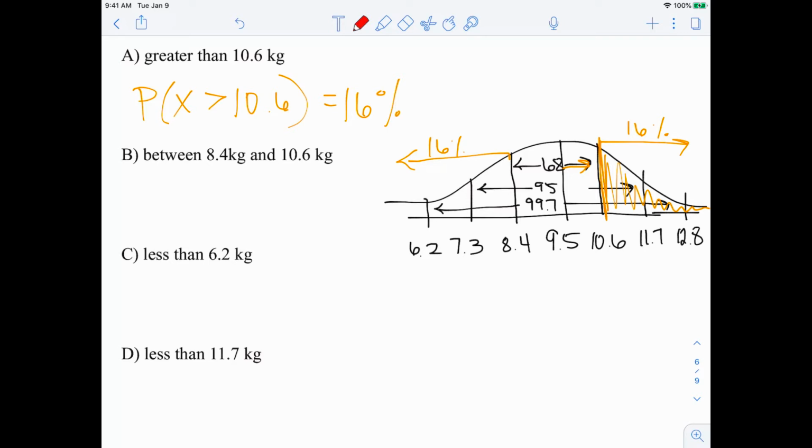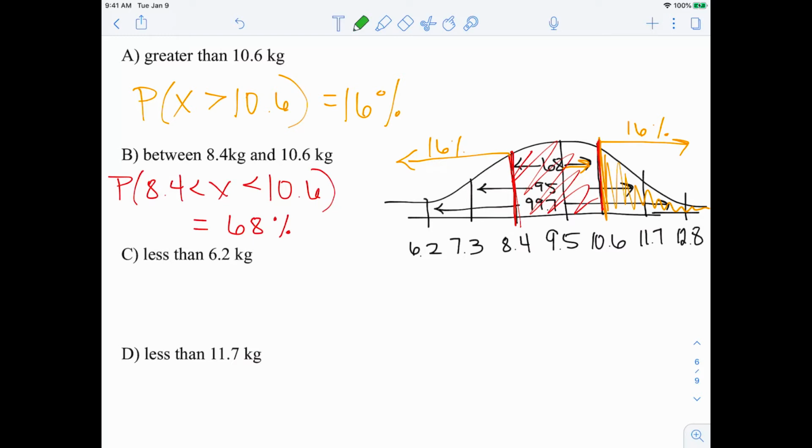For part B, it says we want to know the probability that the weight would be in between 8.4 and 10.6 kilograms. So now I'm looking for in between. 8.4 is right here, 10.6 is right here. So I'm looking for this area in between. Well, 8.4 is 1 standard deviation below, and 10.6 is 1 standard deviation above. So I'm looking for within 1 standard deviation. So this is actually going to end up equaling 68% because 68% fall within 1 standard deviation.